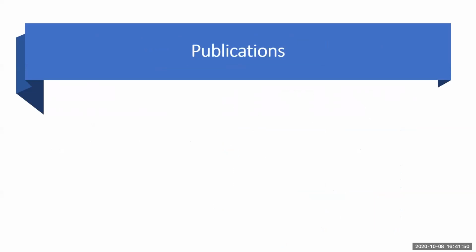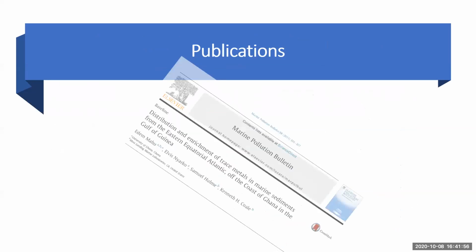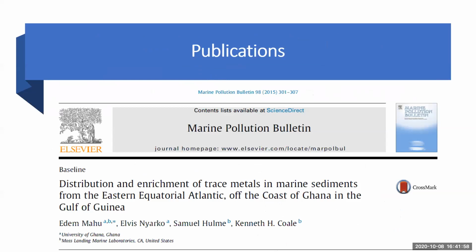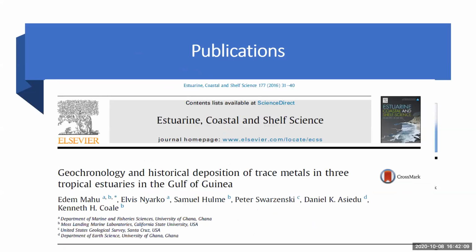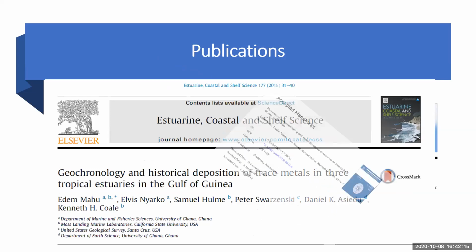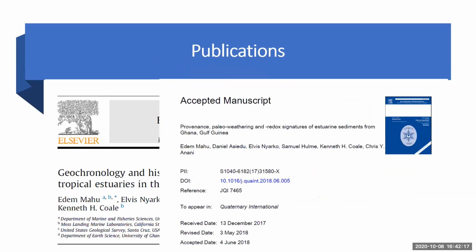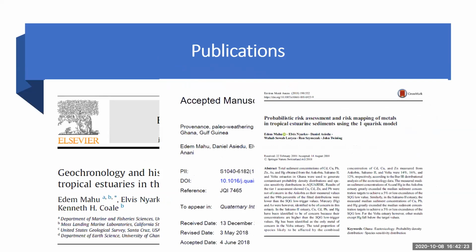A few publications. We were able to publish a few papers from this research. The first was published in Marine Pollution Bulletin: Distribution and Enrichment of Trace Metals in Marine Sediments from the Eastern Equatorial Atlantic Ocean off the coast of Ghana. Then we also published one in Estuarine, Coastal and Shelf Science on the geochronology. We also did one on provenance, which was also published. And the probabilistic risk assessment that we did, we also happened to publish that as well.